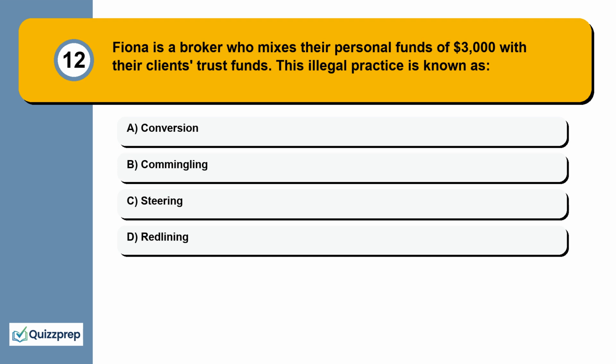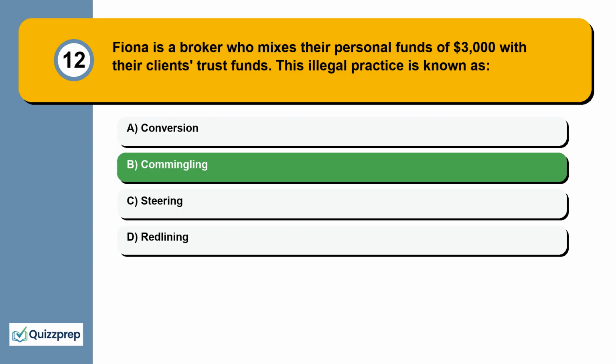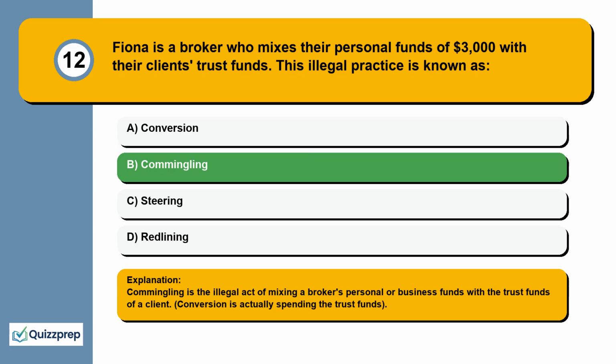Question 12. Fiona is a broker who mixes their personal funds of $3,000 with their clients' trust funds. This illegal practice is known as conversion, commingling, steering, redlining. Commingling is the illegal act of mixing a broker's personal or business funds with the trust funds of a client. Conversion is actually spending the trust funds.